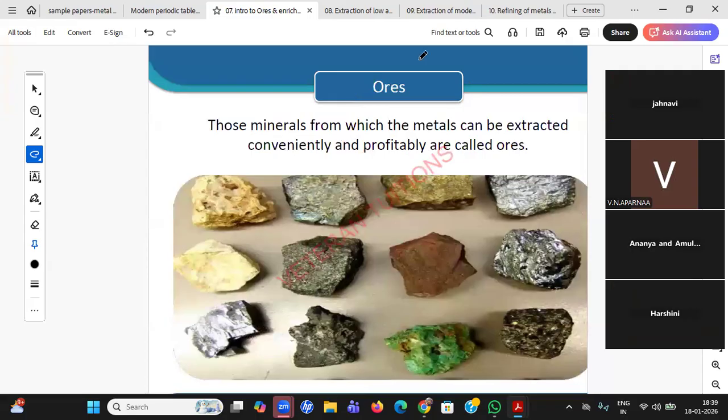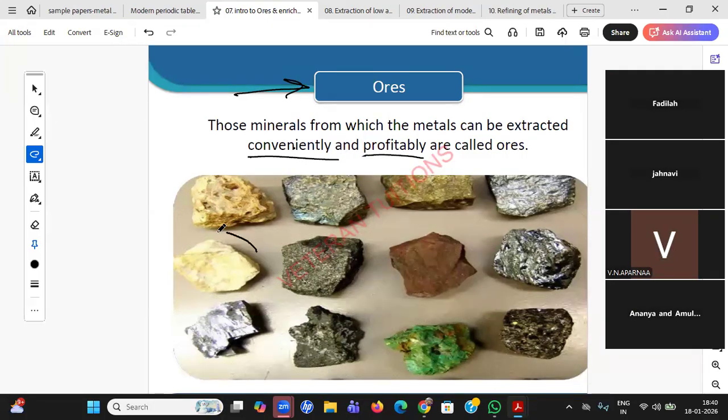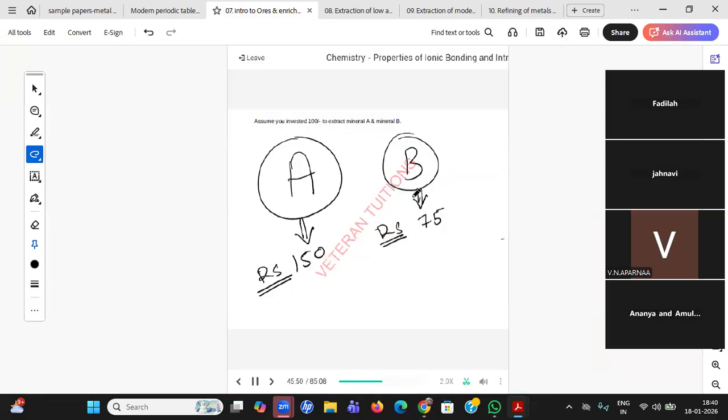So that's a mineral, students. Now let us come to the next topic, ores. What are ores? Ores are nothing but minerals from which metals can be extracted conveniently and profitably. Conveniently profitable, very important. Suppose you are taking A and B. These two minerals I have taken, A and B.